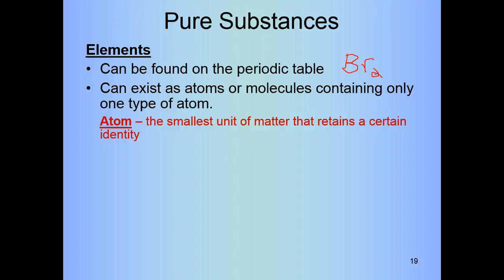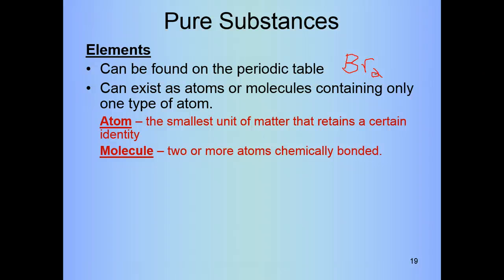Just to define what an atom is, in case you don't know, it's the smallest unit of matter that retains a certain identity, and we will study the structure of the atom, protons, neutrons, electrons, all that good stuff in Unit 3. Next, a molecule is 2 or more atoms that are chemically bonded, so that means they are sharing electrons, and those atoms are being held together by that bond.